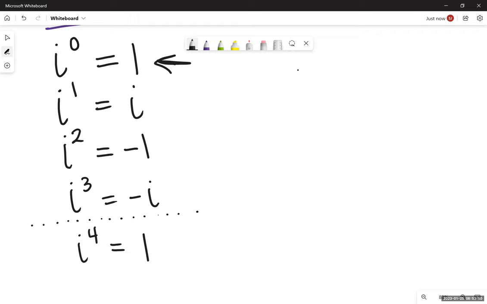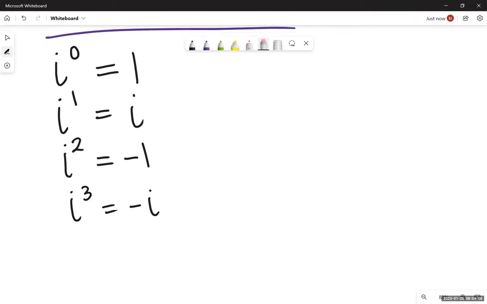Okay, all we need to know, because it's a cycle, is i raised to the zero power, the first power, the second power, and the third power. Because if we wanted to figure out any power of i, we could figure it out just knowing these four right here. And this is what needs to be written on y'all's note card for exam one, okay?